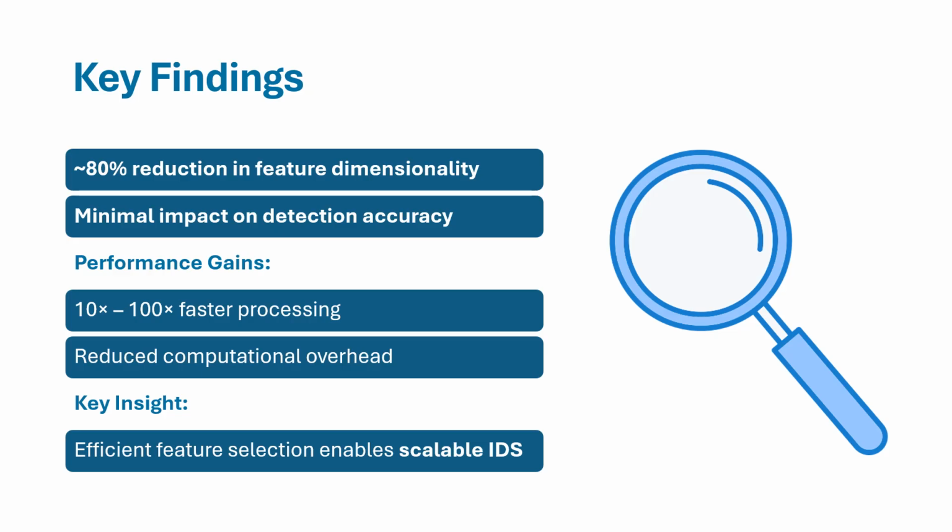By eliminating these unnecessary features, we are able to significantly reduce the complexity of the dataset. This directly translates into improved computational efficiency. In our experiments, we observed performance improvements ranging from 10 to 100 times faster processing when compared to using the full feature set. This improvement impacts both training time and inference time, which is critical for real-time intrusion detection systems.